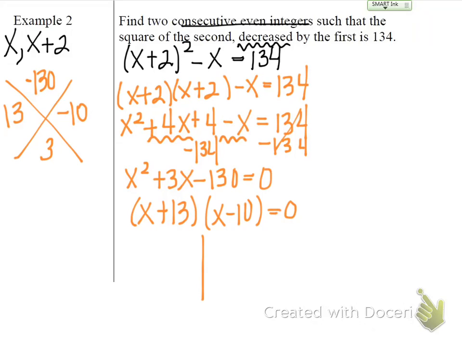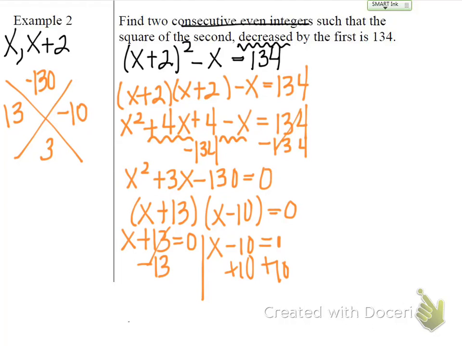We set each one equal to 0, so x plus 13 equals 0 and x minus 10 equals 0. And we're going to subtract 13. So I'm going to subtract 13, let me rewrite that. And then I'm also going to add 10. So that's going to give me my two possibilities for x are negative 13 and positive 10. Give me a thumbs up if you got both of those for x.